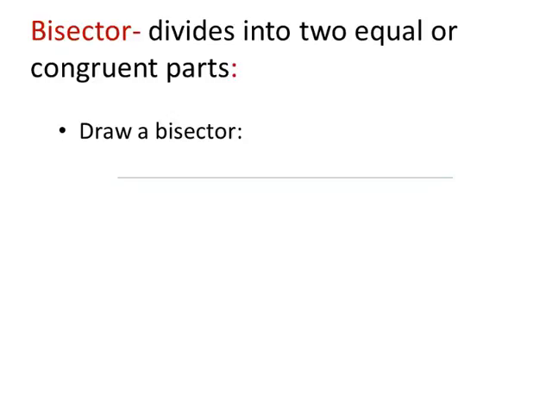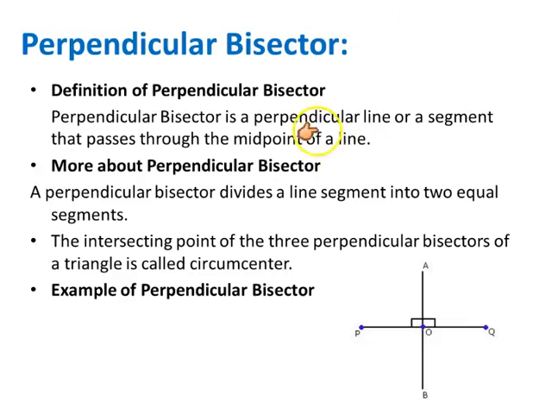All right, we talked about bisector already, and a perpendicular bisector. The definition of a perpendicular bisector is a perpendicular line or segment that passes through the midpoint of a line. So here we're combining two words that we've chatted about. Perpendicular means that it's got to intersect at 90 degrees. Bisector means it cuts or divides something into two equal parts. So now we're combining these two words so that we can have the definition of a perpendicular bisector.